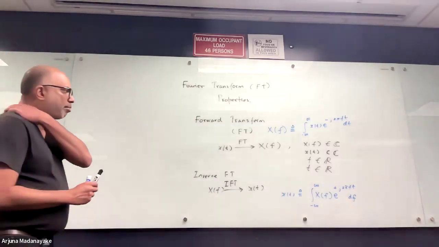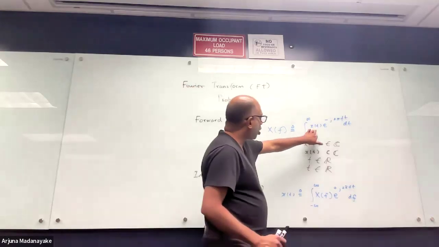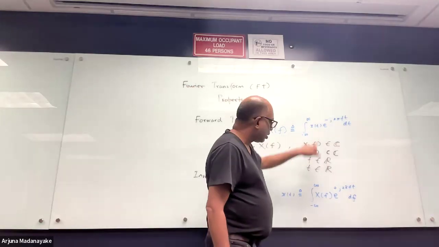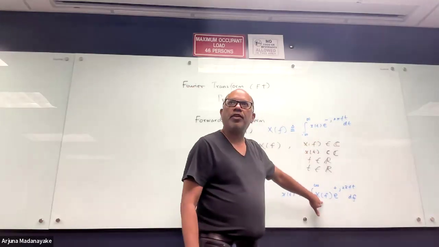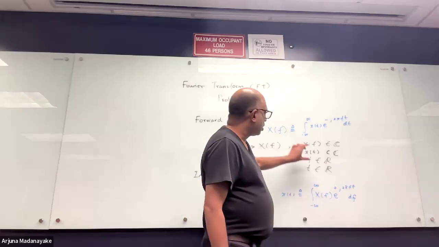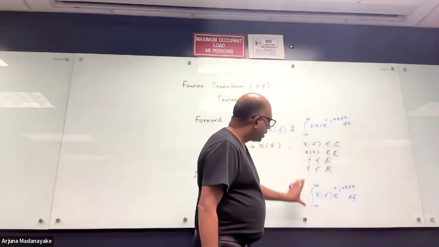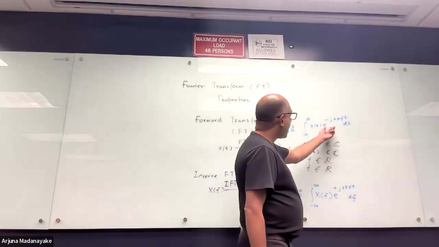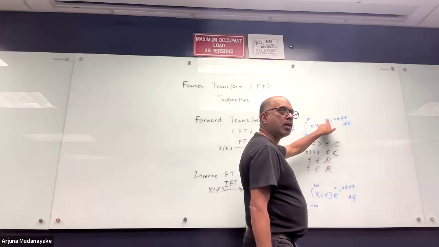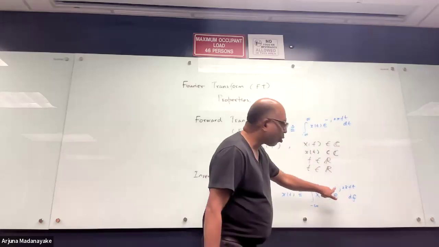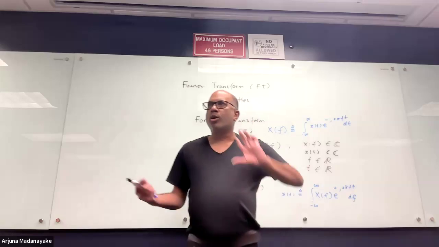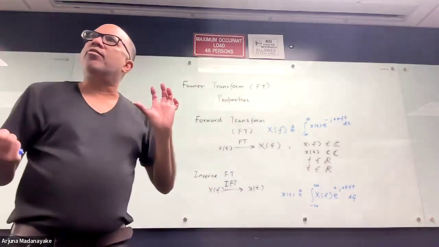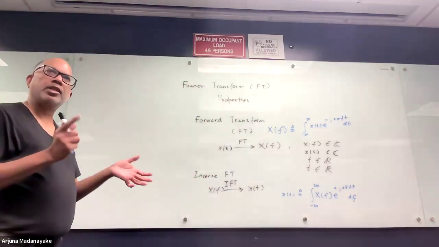If you look at the forward and backwards transforms, x of t is the time function, capital X of f is the frequency function. This is an integral in time, this is an integral in frequency. The basis has a negative sign at the top in one, and a positive sign at the top in the other. So it's a different version of itself. They have very similar characteristics.